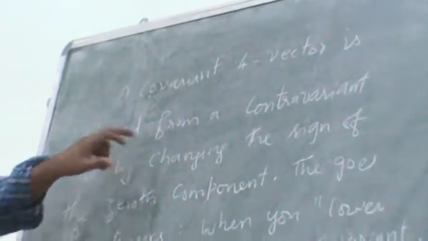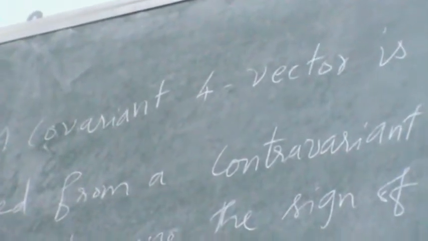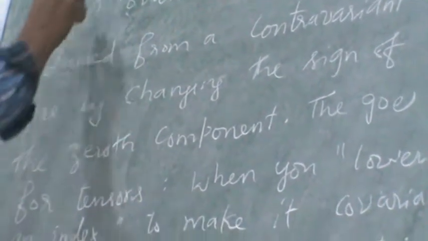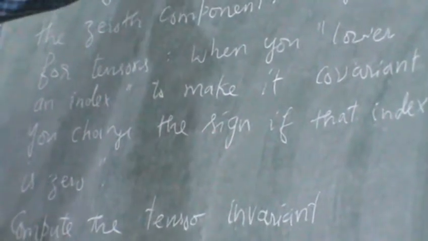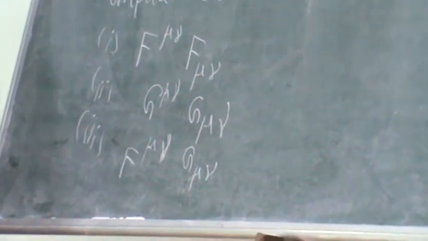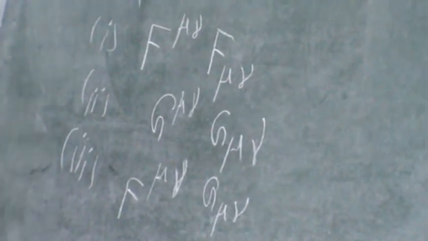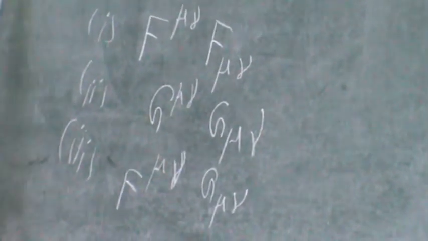A 4-vector is obtained from the contravariant by changing the sign of the zeroth component. If I write the covariant component of a vector, how will you write it? x naught, x vector, or simply x i. This is the Cartesian component and this is the fourth component, the time-type component. This is a 4-vector.